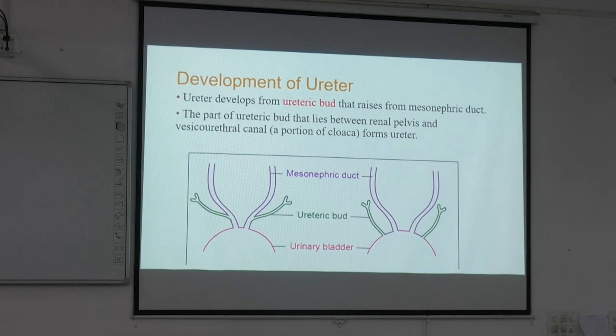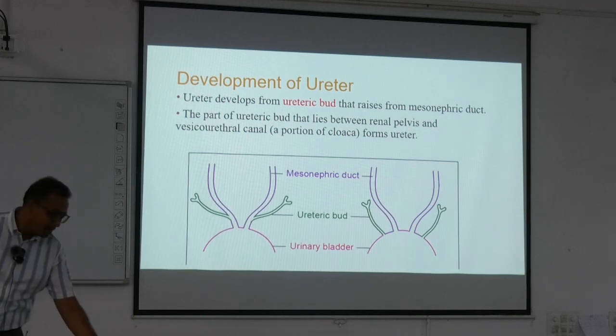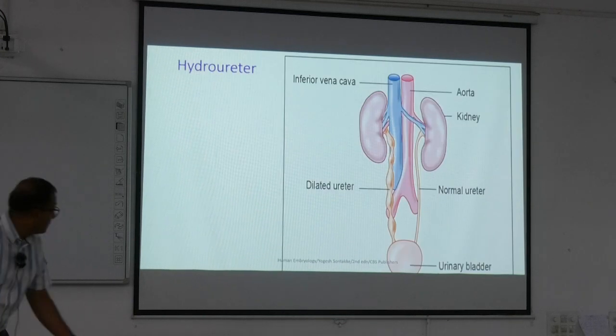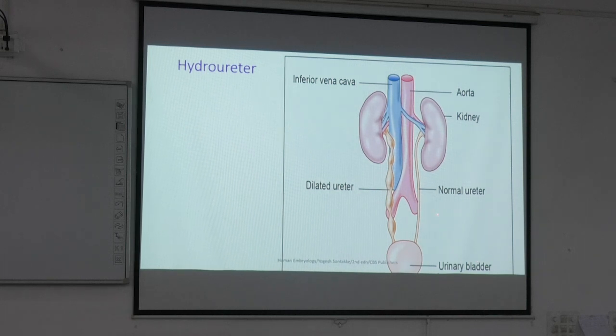Another thing: the ureter has muscles in it. So, the developing ureter may have hypertrophy of this muscle, leading to dilatation, or may have some kind of obstruction in between when it is developing. This can lead to dilatation of the ureter. We call this hydroureter. It may be associated with disease of the kidney or disease of the urinary bladder.